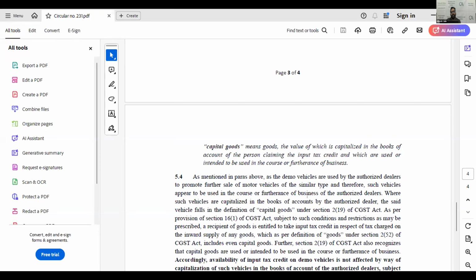Coming back to the PPT, where I was showing you, I have created some scenarios which would give you a better understanding of the circular.